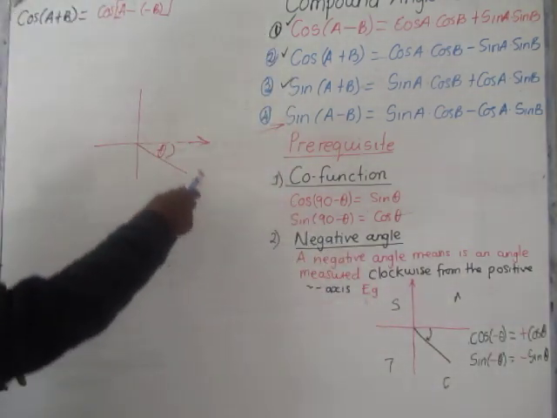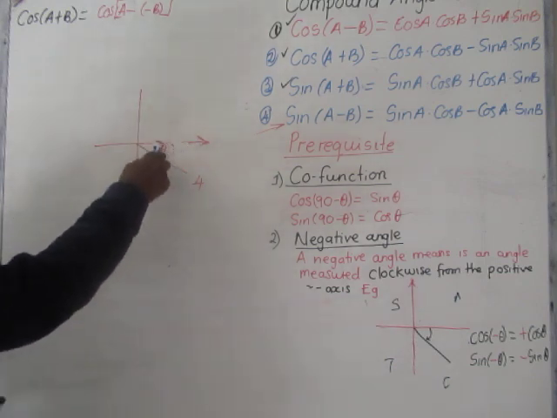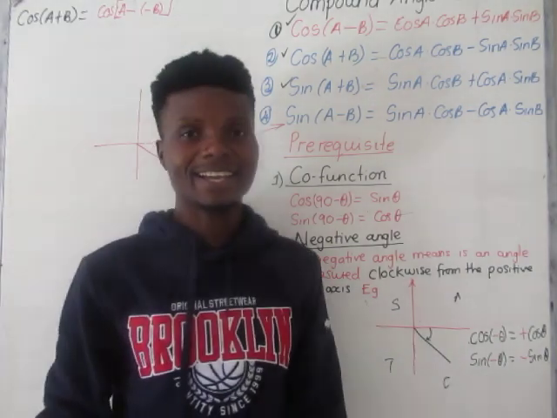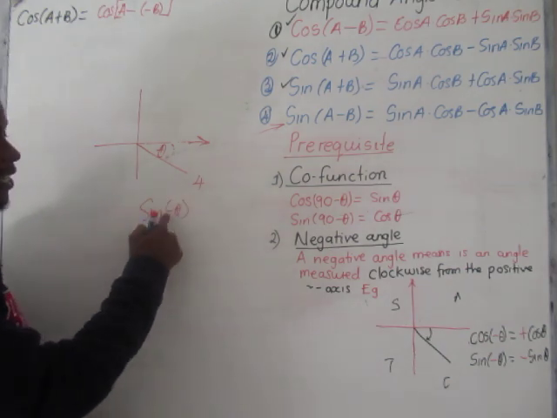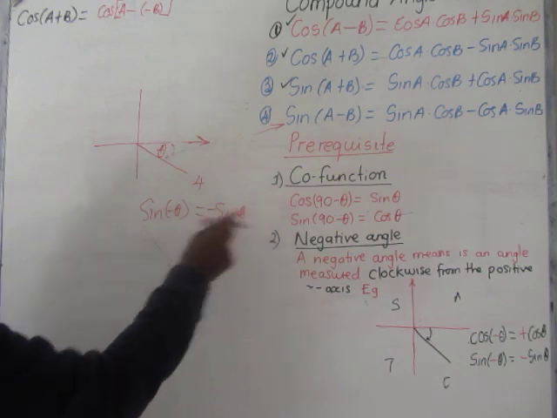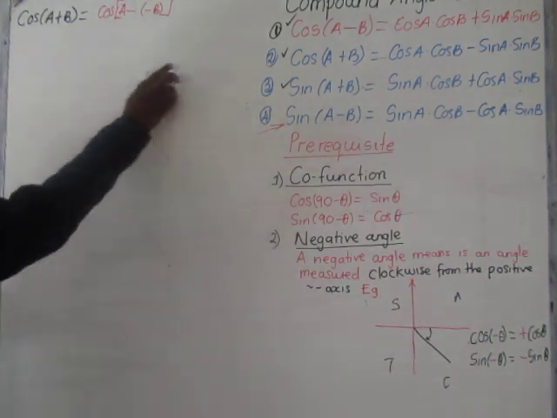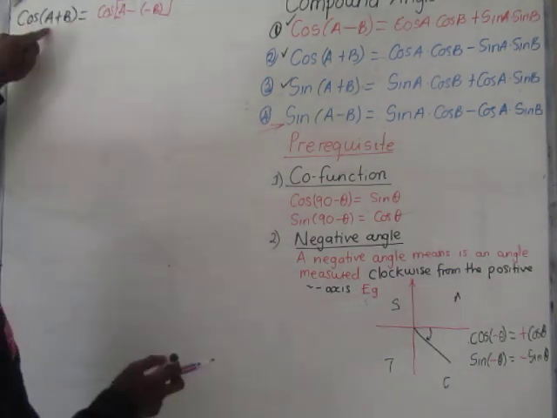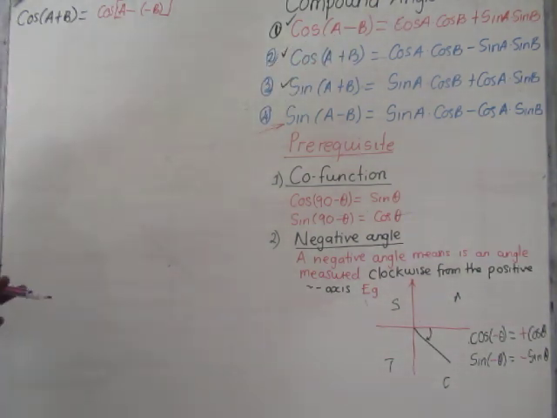But if you measure sine from the positive x-axis clockwise, we get an angle θ in the fourth quadrant, and we know that sine is negative there. That means sin(−θ), the negative showing that it was measured clockwise, gives negative sin θ. This is something you should understand. Now we have written cos(A + B) in terms of this, so we can expand that.